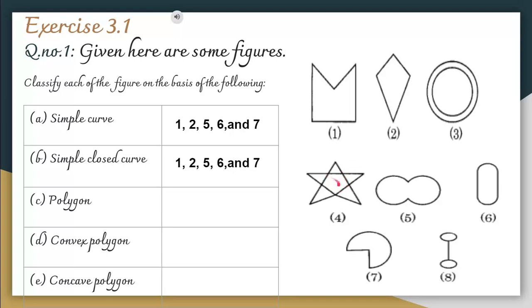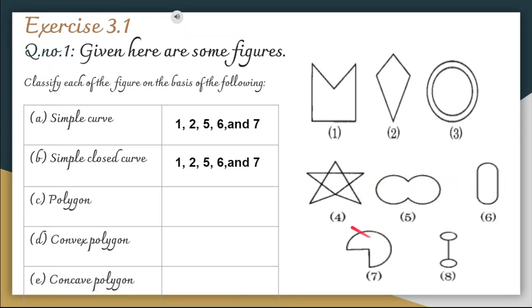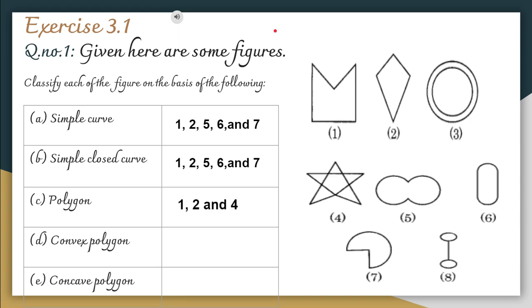It is a closed curve, but it is not a simple closed curve. It is not a simple curve. Why? Because it is crossing itself. So that is why. Clear? But it is a polygon. Other figures are all not polygons because they are not made with line segments. Right? Now next, convex polygon.